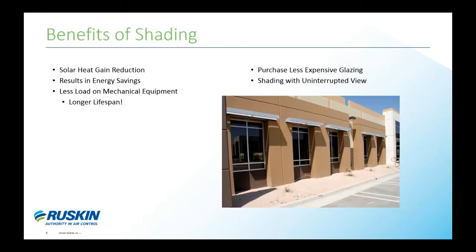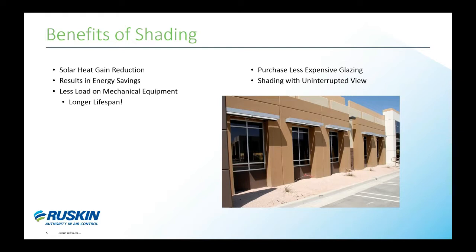The most important benefit to shading your building is reducing solar heat gain. This results in huge energy savings of cooling costs if sunshades are placed correctly to shade the window during peak demand hours. Energy costs are reduced overall due to less load on the mechanical equipment that is used to cool the building. The equipment will depreciate slower, making it have a longer lifespan.